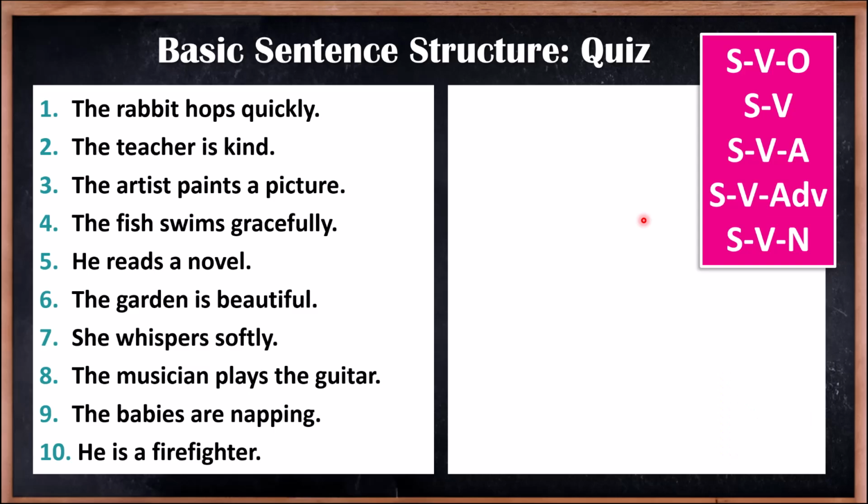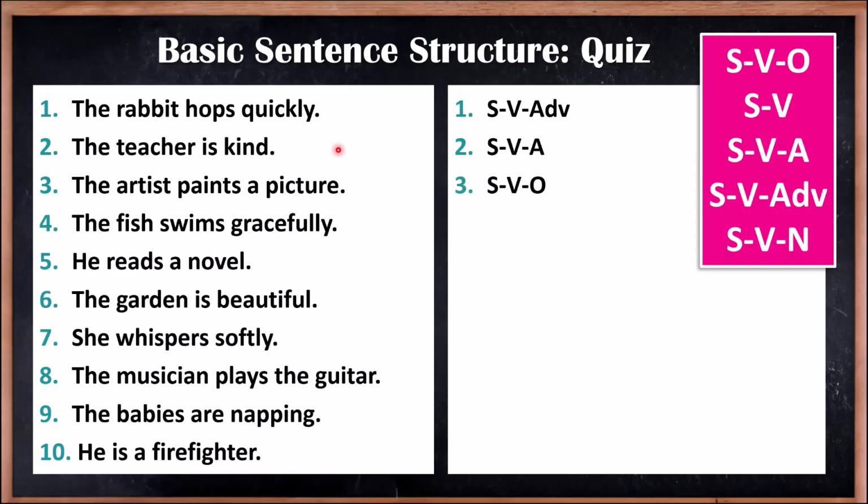So let's identify these together. Number 1 is subject-verb-adverb. The rabbit is the subject, hops is the verb, quickly is the adverb. Number 2 is subject-verb-adjective. The teacher is the subject, is the verb to be, and kind is the adjective that describes the teacher.